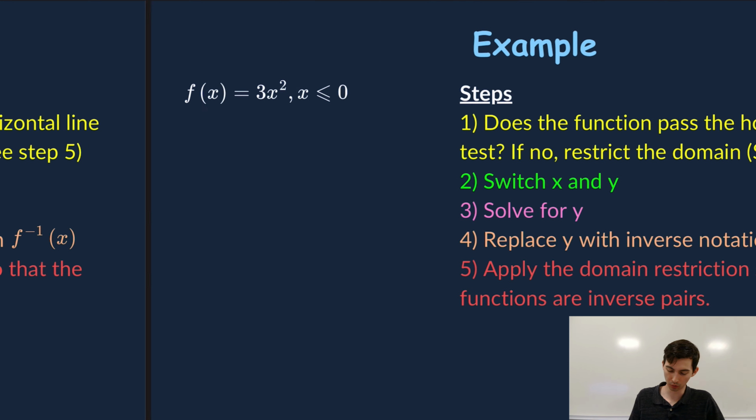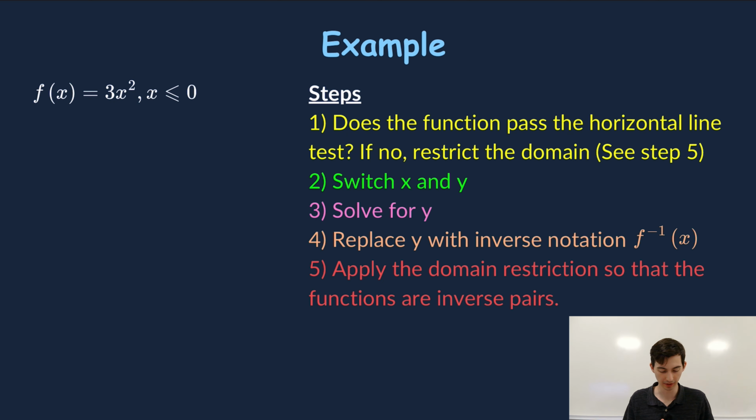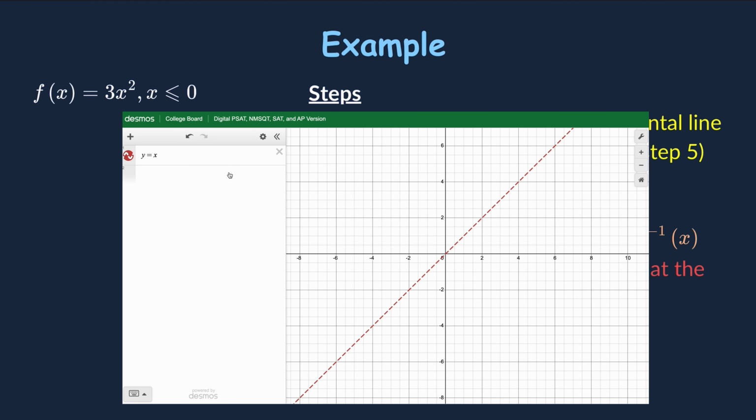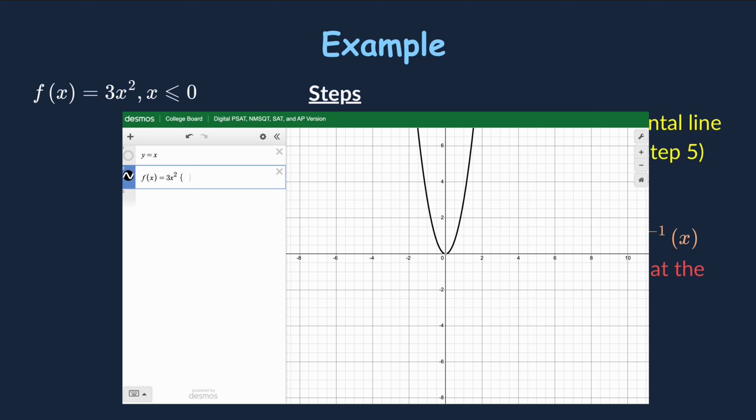Okay, let's do one more example to kind of solidify this. So this time I've got f of x is 3x squared with the restriction x is less than or equal to 0. So let's see what this looks like in Desmos. So I'll clear this stuff out, but I'll keep my line hidden for now. So I've got f of x is equal to 3x squared. So I get another parabola here. And now my restriction is x is less than or equal to 0. So I'm just looking at the left half here.